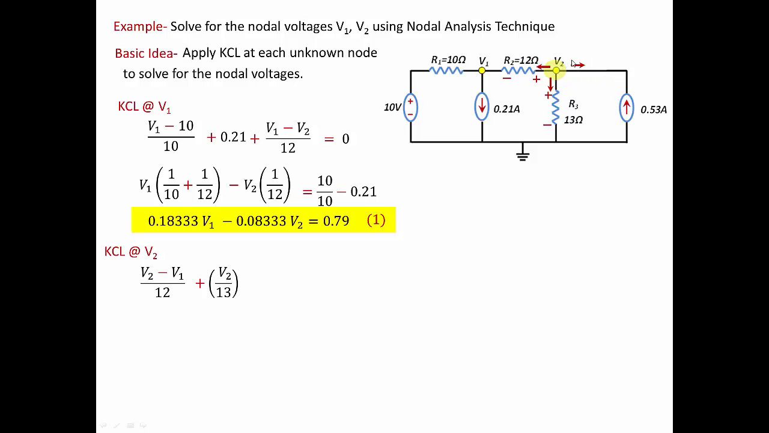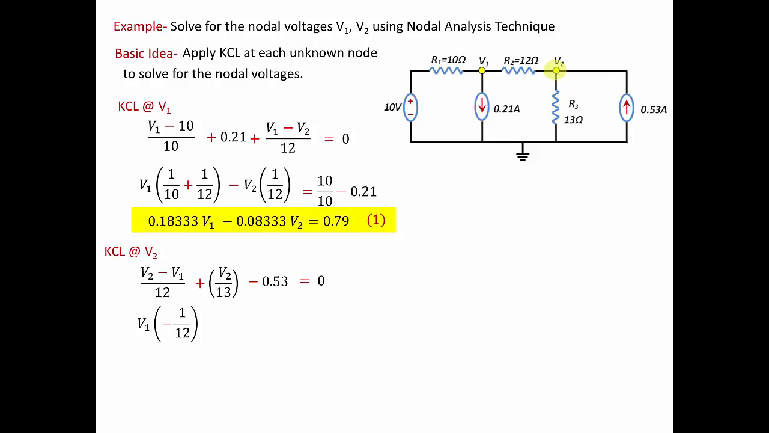Because we know that the current leaving this branch is the same as the current source in magnitude, but of opposite sign. So we're going to say that the current leaving this branch is negative this current. So that's basically going to be minus 0.53, and this will equal 0. So this is basically the sum of the currents at node V2.